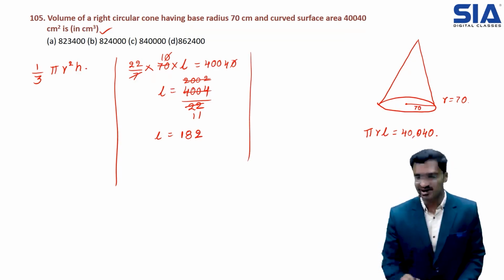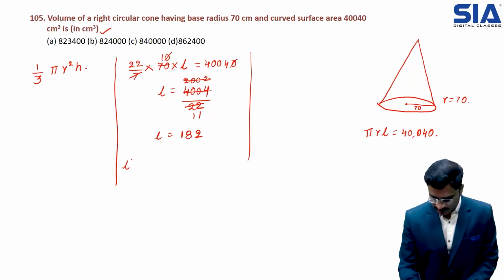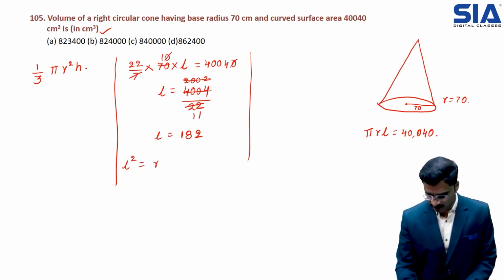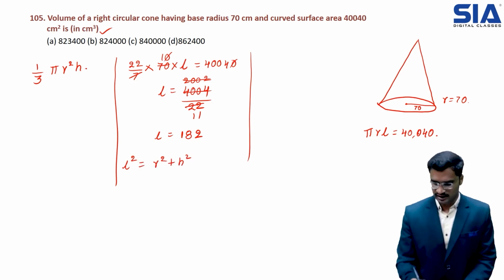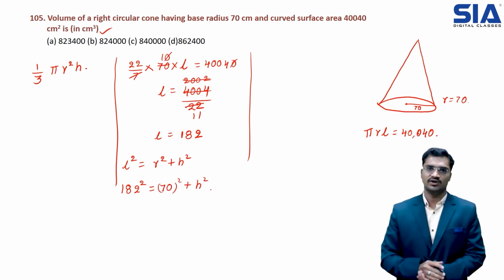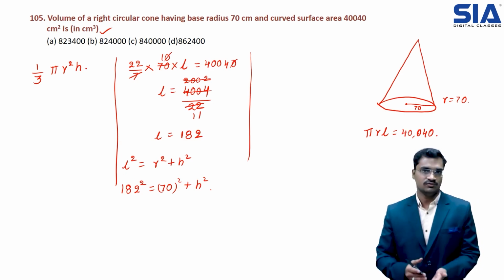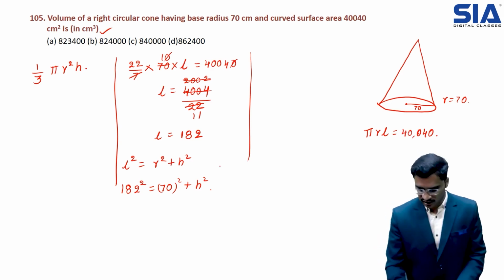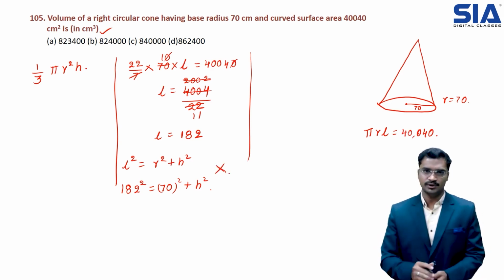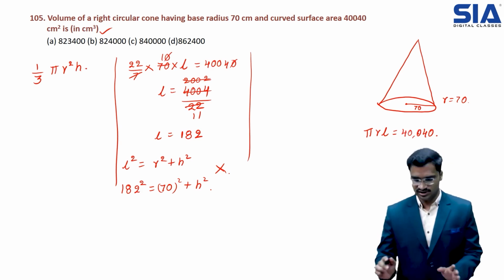So what is this slant height? We know the formula for slant height. The slant height L square is nothing but r square plus h square. Let us equate this. So L is 182 square, plus radius is 70 square, plus h square. We have to find the value of h. So whenever I see this particular formula, I will not be solving this in this exam. So instead of solving this particular way, what we can do is apply the ratios of trigonometry. What is this ratio? Let us see.